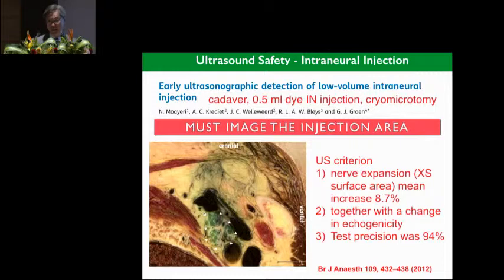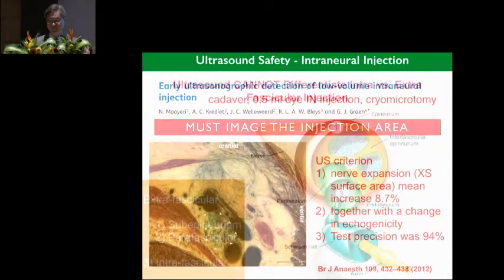So for me now, when I do the injection, I would also scan proximally and distally away from the injection site to look at the spread of the local anesthetic as well as signs of intraneural injection. Because if you're only imaging in one place and that's not correct, you will miss it.